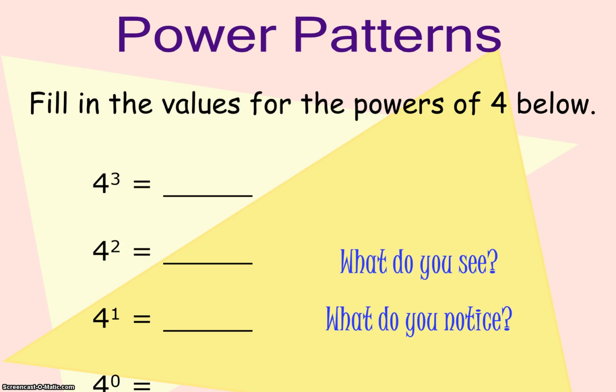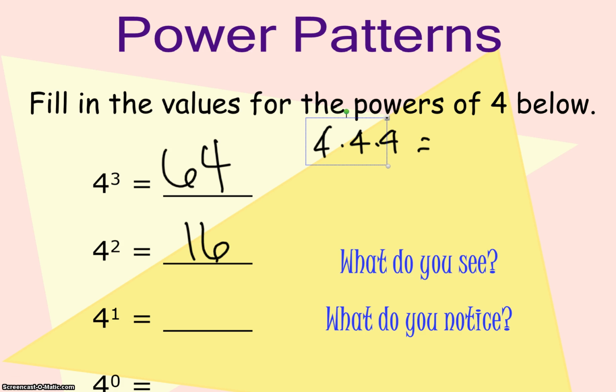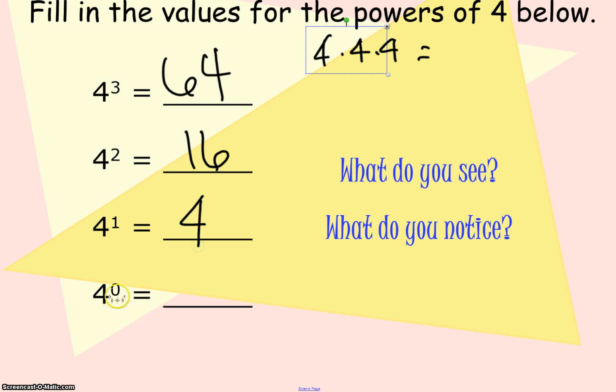All right, so fill in the values for the powers of 4 below. This is just a review of exponents. So 4 times 4 times 4 is 64. 4 squared we know is 16, and 4 to the first power is 4, and 4, remember, anything raised to 0 is 1. So what do you see and what do you notice? Every time an exponent goes down 1, we are dividing by 4.